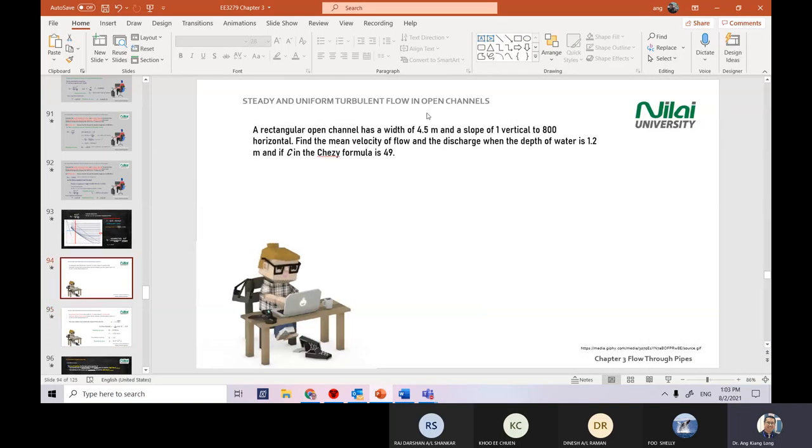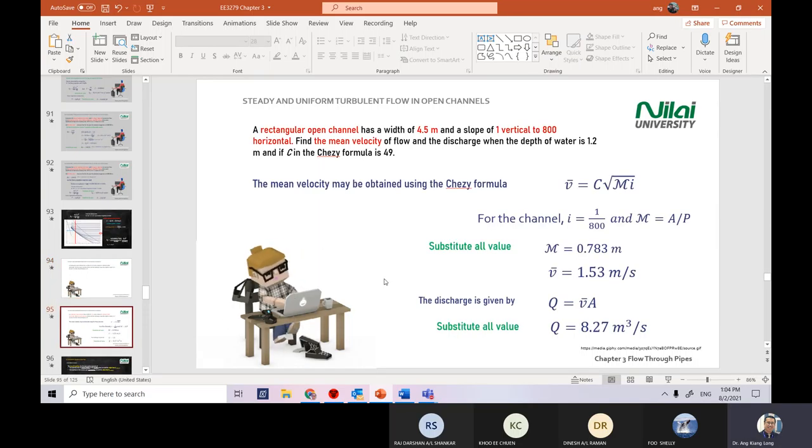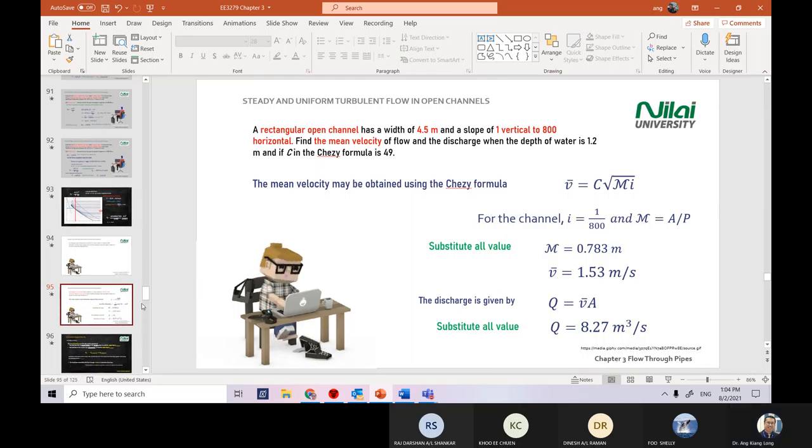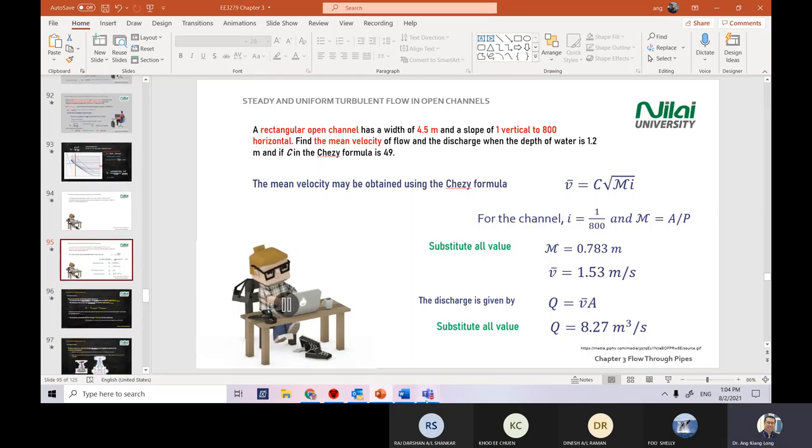And the next example, I will ask you to go and have a look. This one is to put the parameters in the Chezy formula. I won't go through this example. I will expect you to go and read it. The answer is inside the slides. Okay, I will stop here.